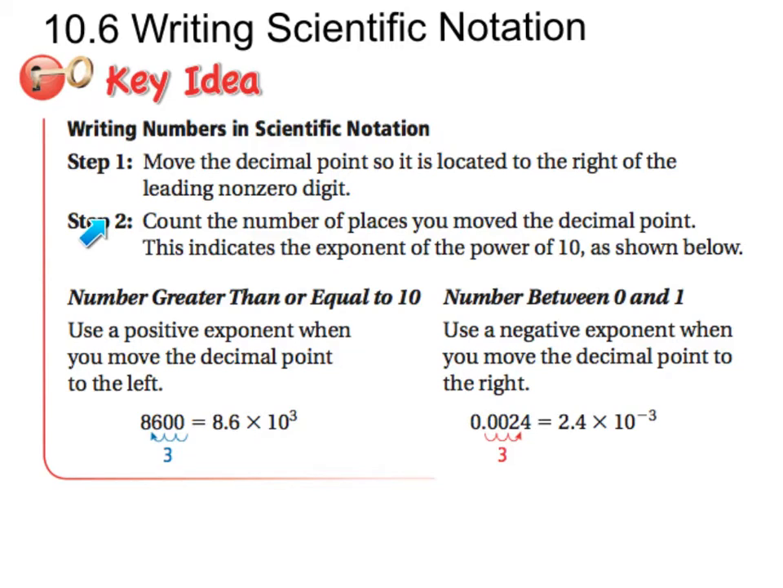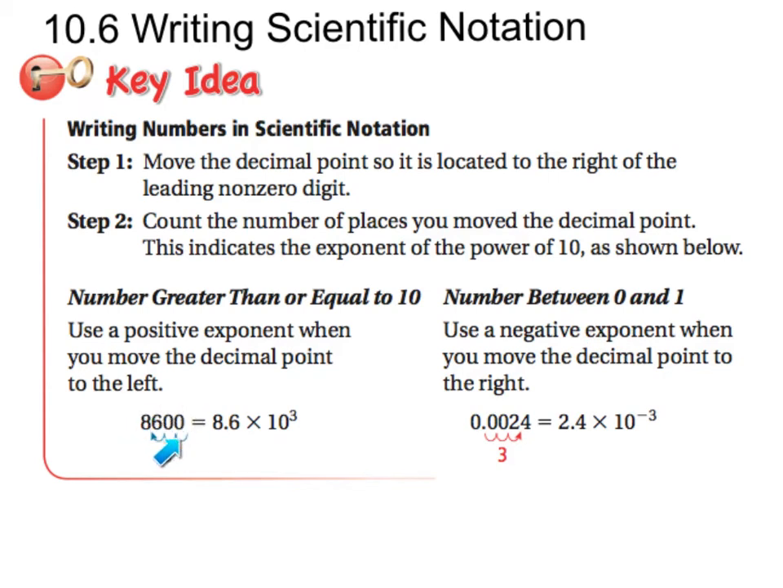Step 2. Count the number of spaces you move the decimal point, and this will indicate the integer exponent of the power of 10. If your original number is greater than or equal to 10, we're going to use a positive exponent. If the number is between 0 and 1, you're going to use a negative exponent.